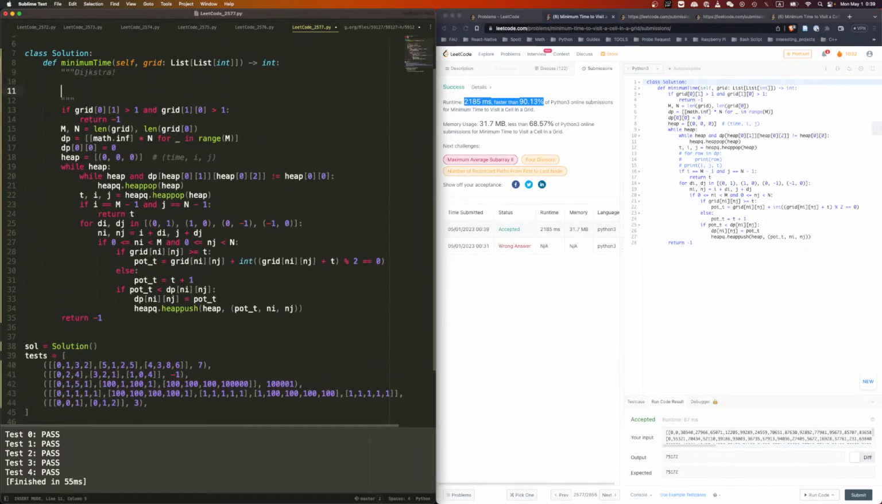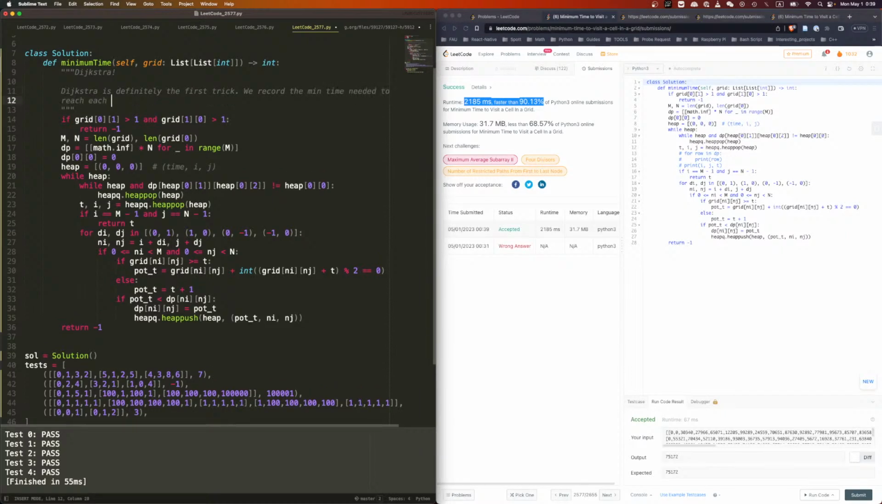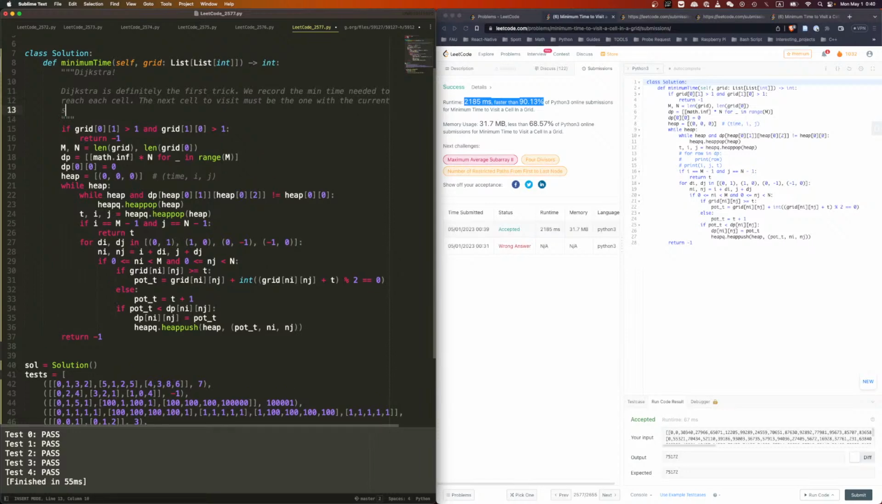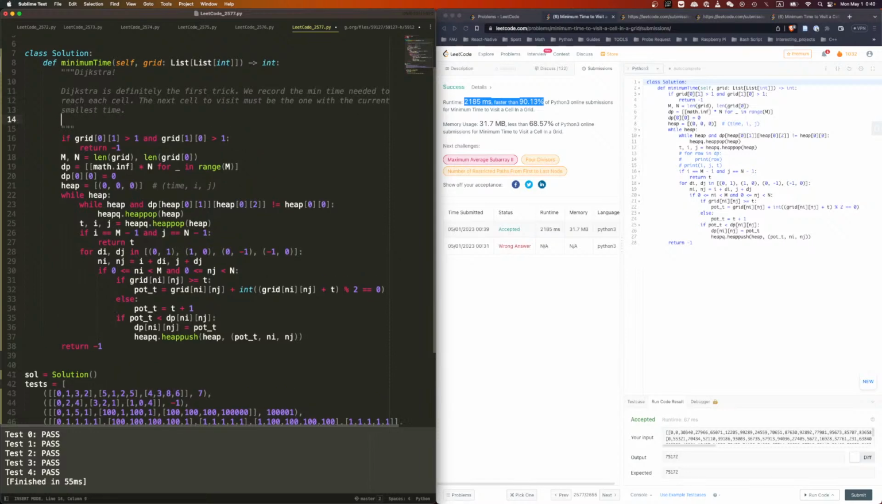Dijkstra. Right? So Dijkstra is definitely the first trick, right? So we record the minimum time needed to reach each cell, right? And the next cell to visit must be the one with the current smallest time.